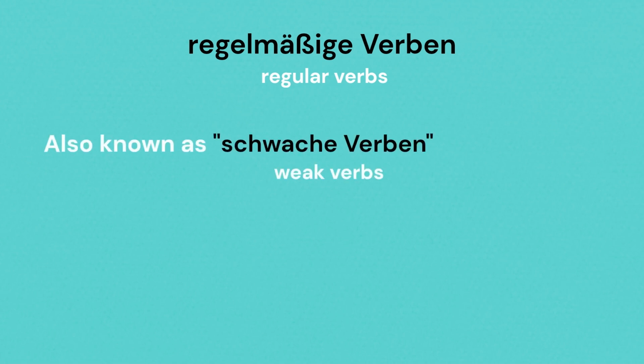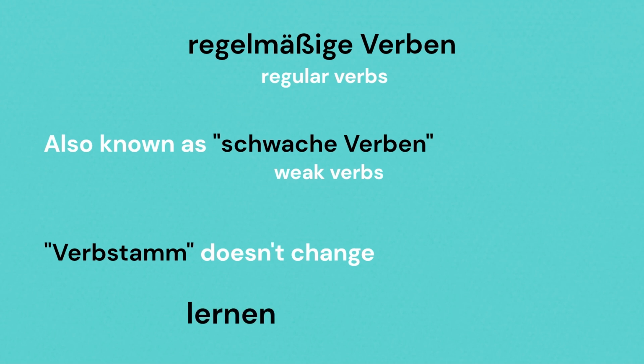Regelmäßige Verben. These verbs are also known as schwache Verben. Here we just take the stem of the verb, or the Verbstamm, and add an ending to it according to the subject in the sentence. In these verbs, the stem of the verb doesn't change at all.